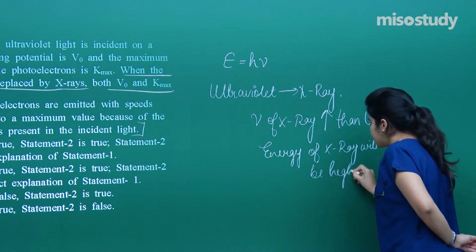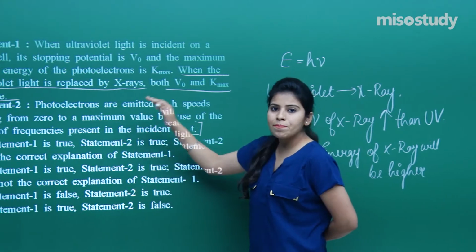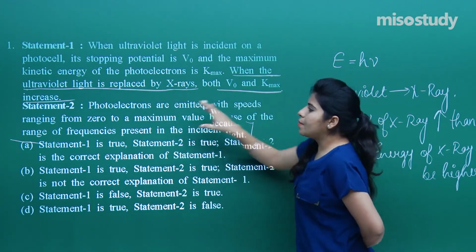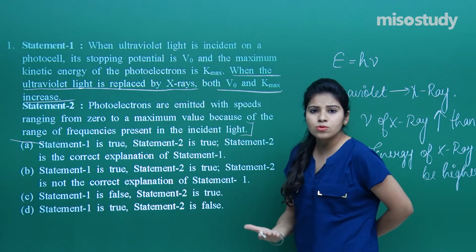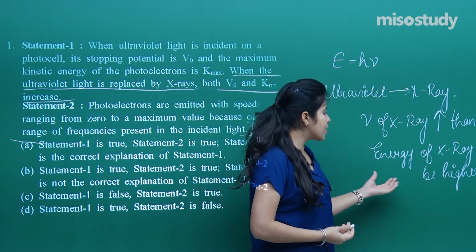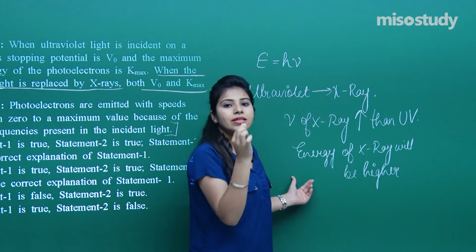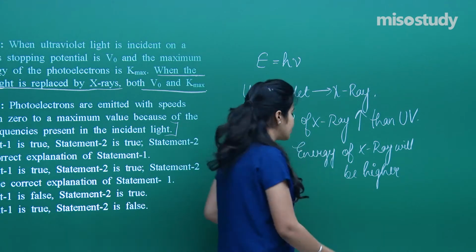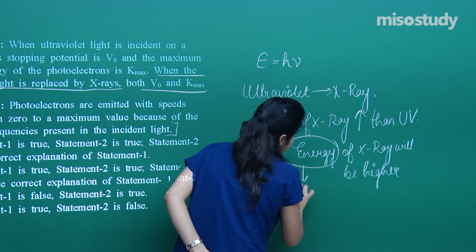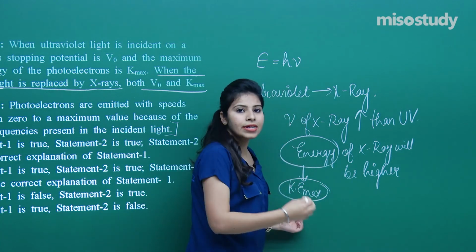In the question, let us see what the first statement was. According to it, when UV is replaced by X-ray, both V0 and K max increase. K max is the maximum kinetic energy. And we can see here that because the frequency is increasing, the kinetic energy is increasing. So finally, we can write this energy as Ke max, which means it has been increasing.